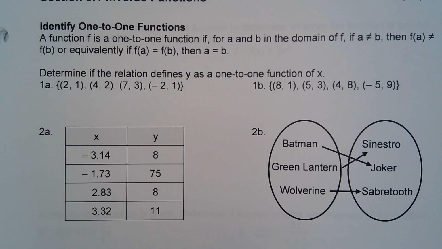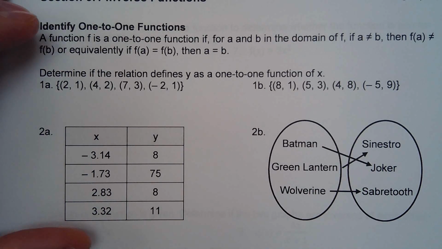So if I take a look at this first one, we have (2, 1), (4, 2), (7, 3), and (-2, 1). First, looking at the x values, we can determine it's a function.